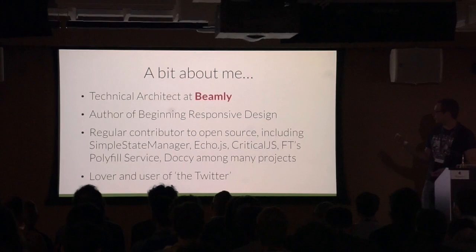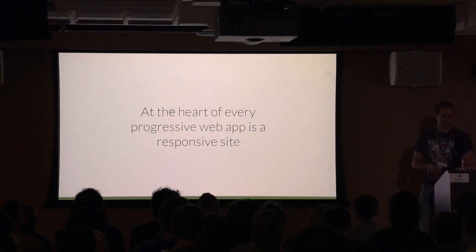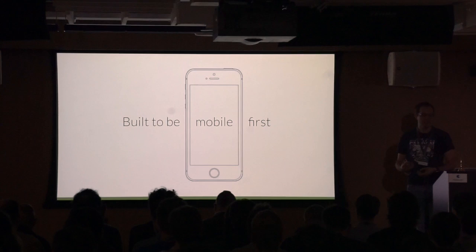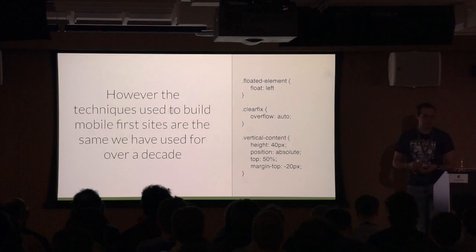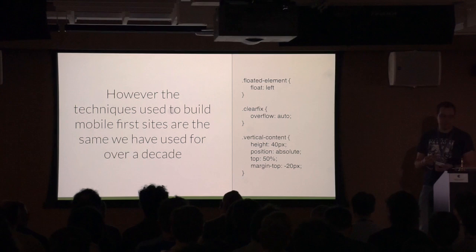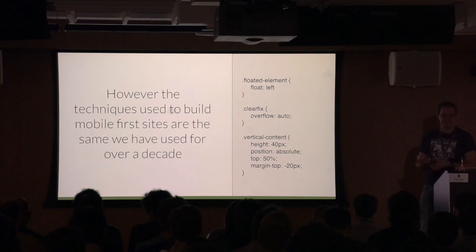So at the heart of every progressive web app is a responsive site, built mobile first, focusing on how things fit on a small screen, progressively enhanced for the large display and for additional features. However, the techniques we use to build mobile first sites are the same we've been using for over a decade. We are still floating our elements left just to get them next to one another. We're still setting heights on elements that are of equal height. And to vertically align something, we either use that nasty CSS hack using table cells, or we use absolute positioning.